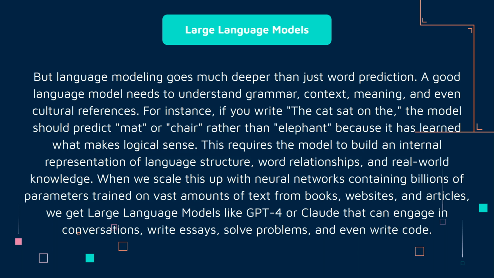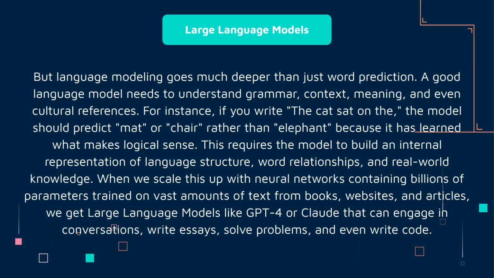All of this can be learned by training our language model on a huge amount of text that has information about our culture and our environment. This requires the model to build an internal representation of language structure, word relationships, and real world knowledge. For example, a cat does not sit on an elephant; that's real world knowledge. When we scale this up, with a neural network containing billions of parameters trained on vast amounts of data, books, websites, articles, we get what we call a large language model.